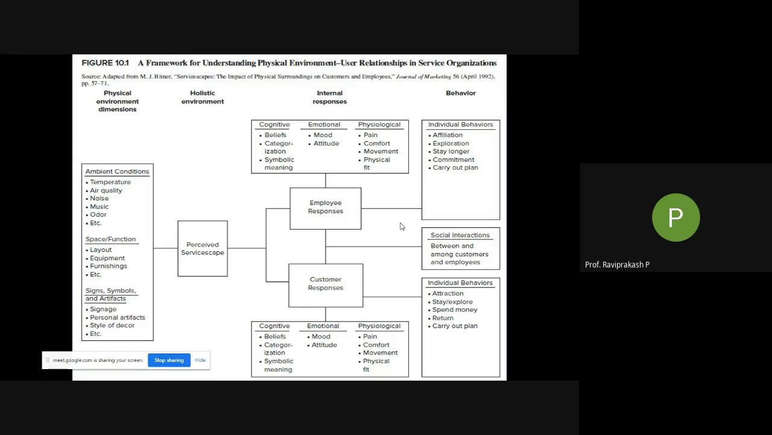That is, whether you can believe him or not, whether you can categorize different things that are there or not. Is there a particular symbolic meaning to all the things that are kept over there or arranged in a particular format? So all these things will be going inside you, happening inside you without your knowledge.